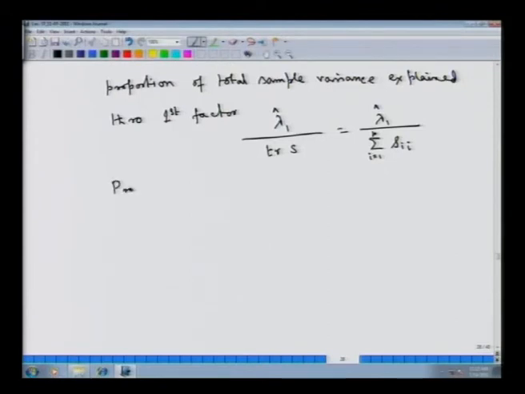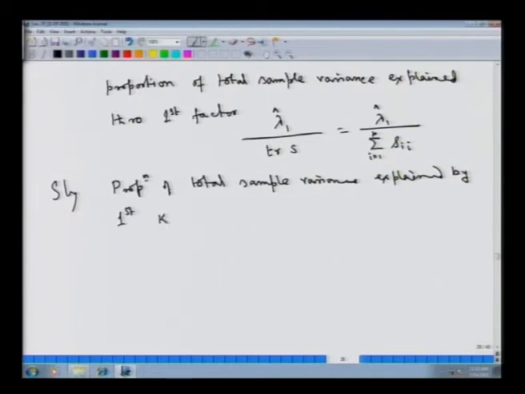So, this also can be extended. The proportion of total sample variance explained by the first k factors would be associated with the first k eigenvalues. So, this is the summation of lambda i hat, i equal to 1 up to k, divided by the summation of S_ii, i equal to 1 up to p, and so on.